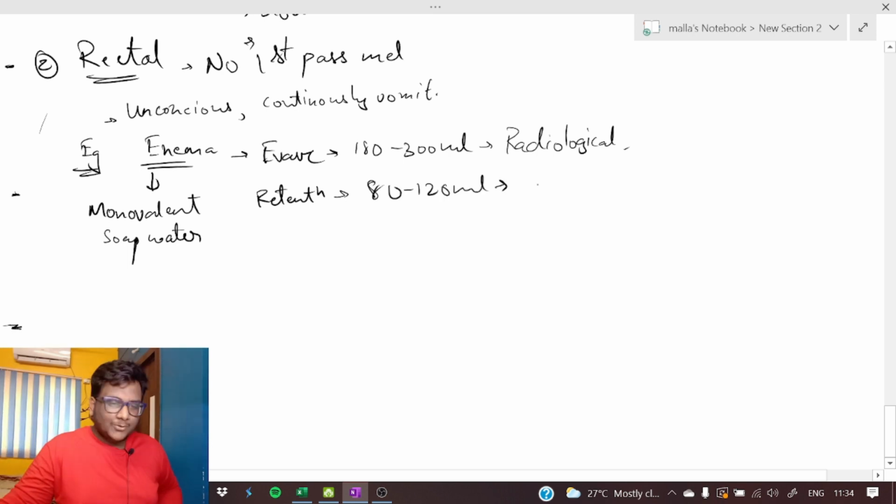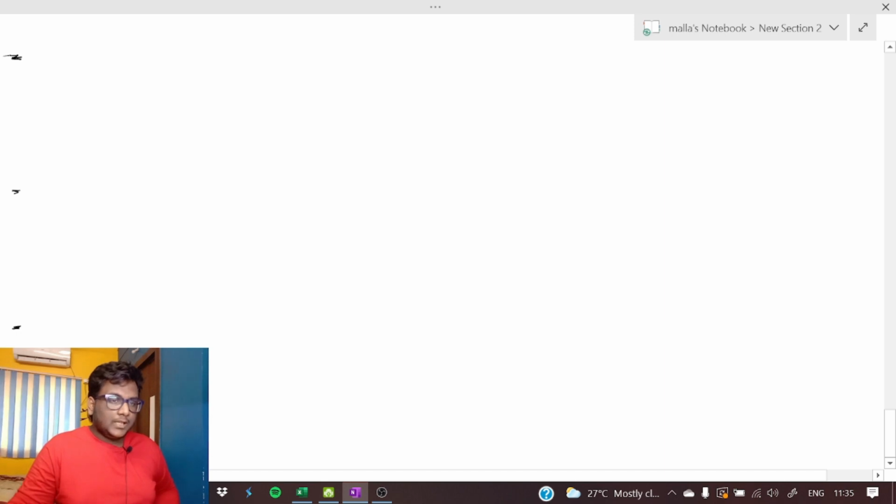You know, retention enema is mainly used by drug smugglers. They used to smuggle drugs using the rectum by using retention enema, retaining the drugs in their system. And with this, we complete the enteral route of administration. Now we'll start the parenteral.